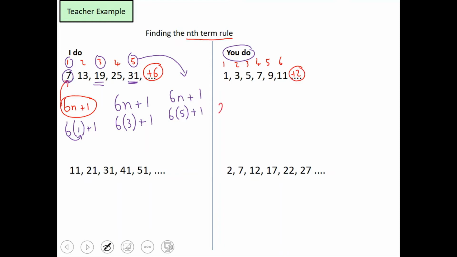I'm going to write here 2n. How do I get from 2 to 1? I know 2 take away 1 is 1, so you write here minus 1. So my rule is 2n minus 1.